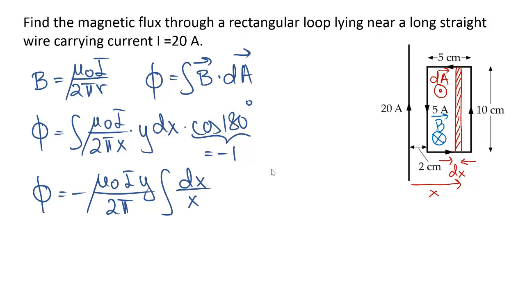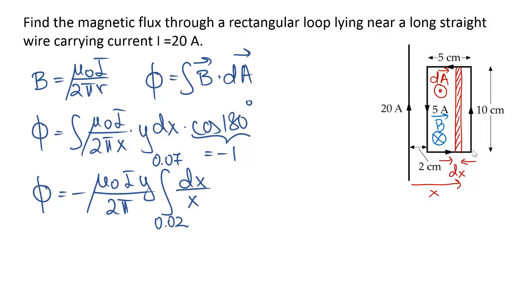Now, what are the limits of integration? Well, we can choose this area here on the left side of the rectangle, and that would be 2 centimeters from the wire, or we can choose it anywhere in between up to the right side of this loop, which is 5 centimeters from the left side or 7 centimeters from the wire. So our limits of integration will be from the 2 centimeters on the left, or 0.02 meters, to the 7 centimeters to the right, or 0.07 meters.